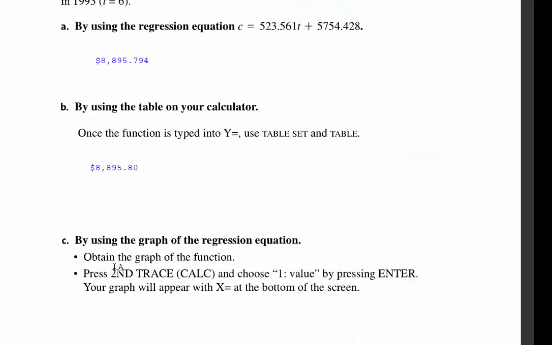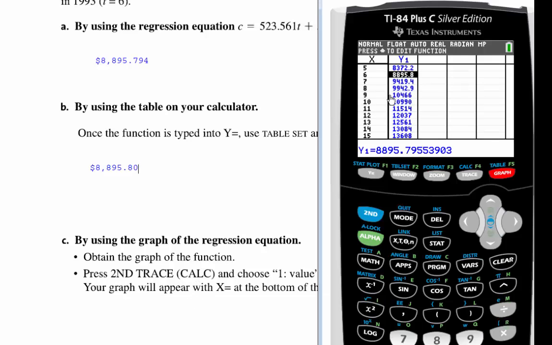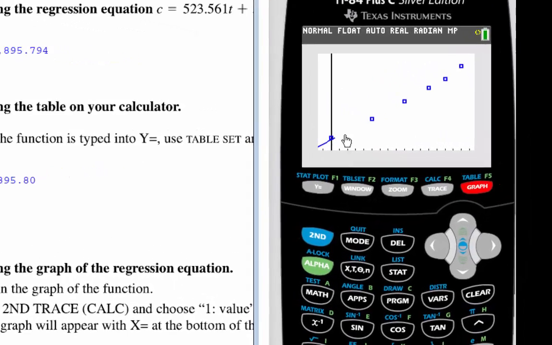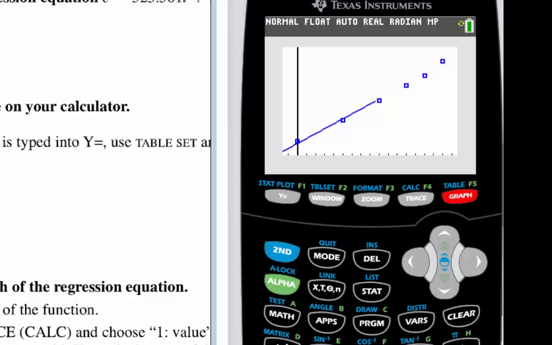And there's my answer. And then part C says by using the graph of the regression equation, obtain the graph of the function and then press second trace calc. So let's do that. I go back to my calculator. First I press the graph key. Right, there was our graph.